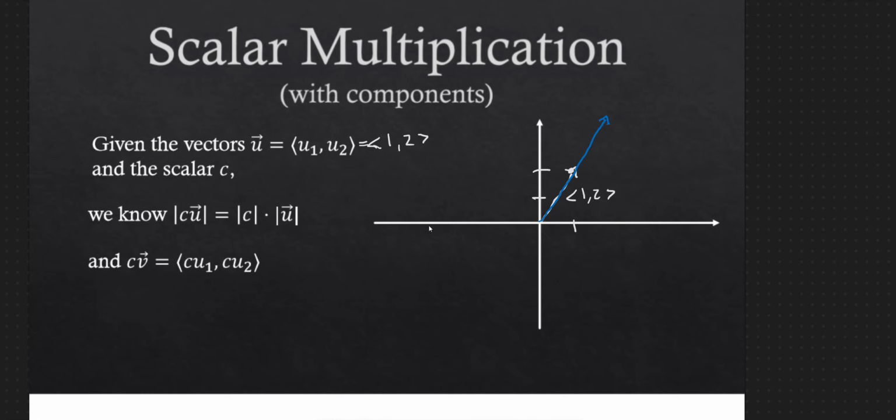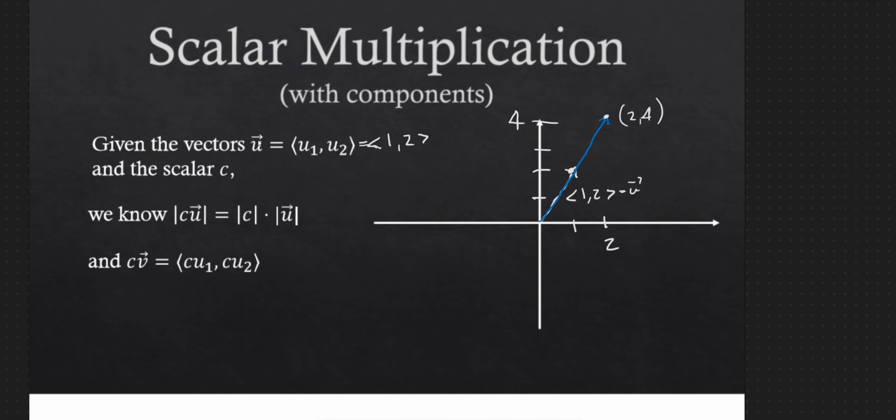So what happens to the components when I increase the length of u by 2? Well, I double its x component, and I double its y component. So this would be at 2, and this would be at 4. Does that make sense why I would double the x component and double the y component to get this vector? Hopefully. And what I get here is the point (2, 4).